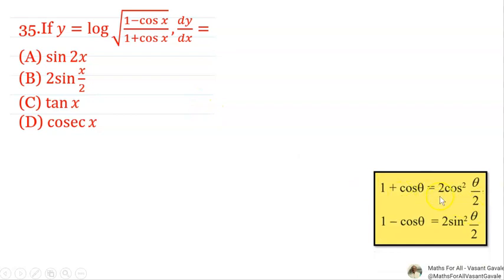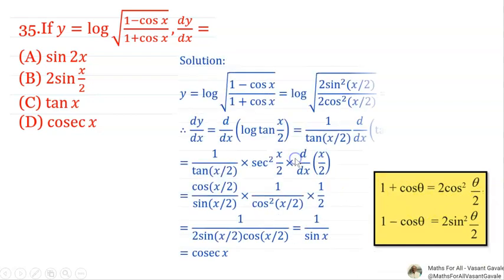Okay, this formula we will apply here. Therefore, y is equals to, 1 minus cos x means what? 2 sin square x by 2. 1 plus cos x means what? 2 cos square x by 2. The 2 gets cancelled. You will get root of tan square x by 2. Overall, tan of x by 2. Root and square get cancelled. You will get y is equals to log of tan of x by 2.